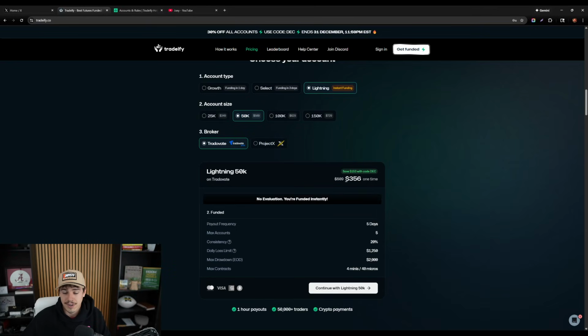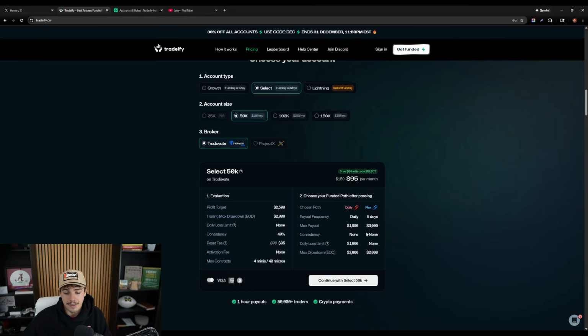If you trade heavy and you trade big, going for the instant funding might not be bad, but you also have the daily loss limit and the consistency rule on the instant funding, whereas on the select, on the flex, there's no consistency, no daily loss limit. So those are probably the best accounts in my opinion. The flex accounts with the new select, probably the best in my personal opinion.